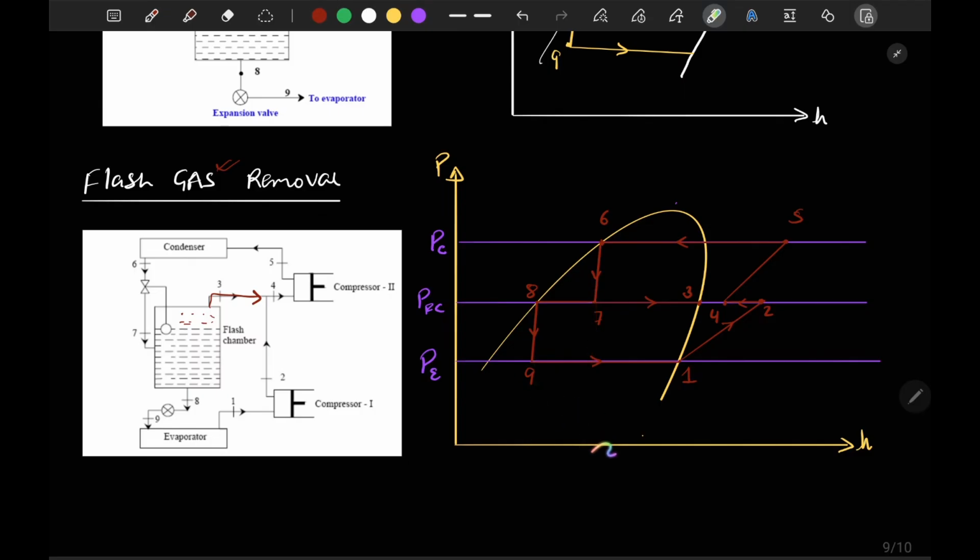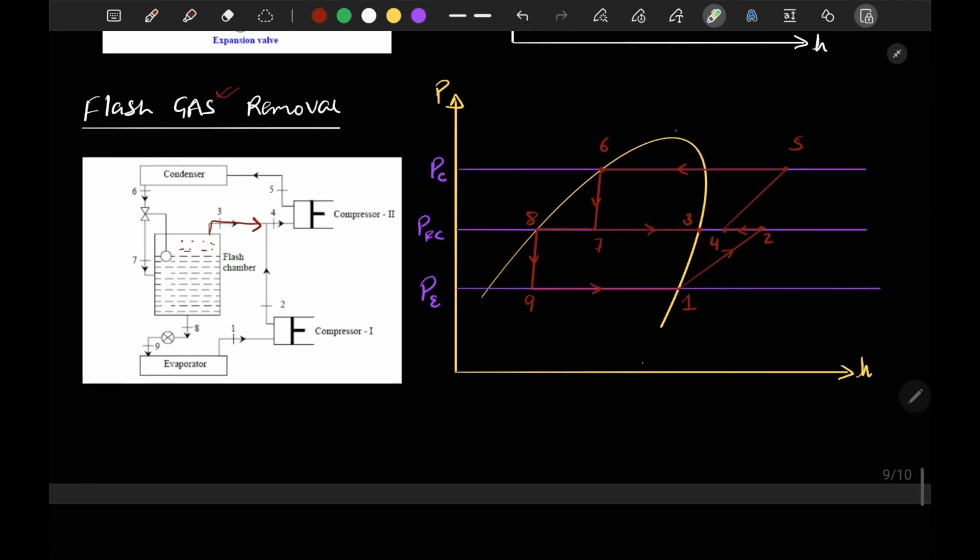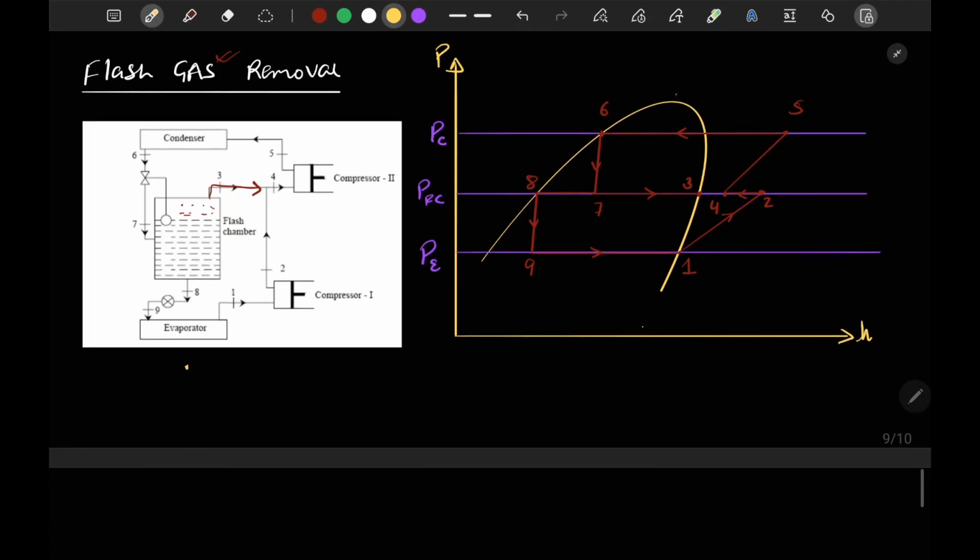Next, we can see a decrease in pressure ratio for each compressor. For each compressor the pressure ratio is decreasing. Earlier it was PC upon PE, but now it is divided into 2 parts. And since the refrigeration effect is increasing and the work input is overall decreasing, we can say our COP is also increasing. So in these 3 points, the refrigeration effect increases, and the pressure ratio of each compressor decreases.